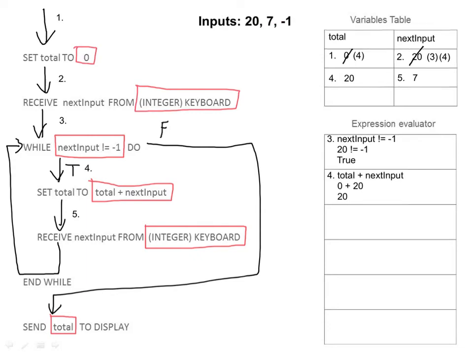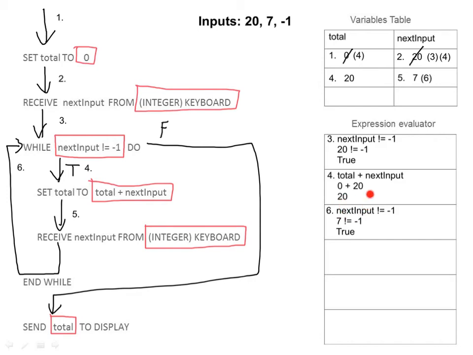So there we are, we've reached step 5. It used to be 20, it's now scored out, and we've put a 7 in there instead. So we're now at step 6, and what happens here is obviously we go down, we hit the end while, which sends us back up to the while where we have to check this expression again. So over here in the expression evaluator we're at step 6 and we're checking next input not equal to -1. So it's exactly the same process as before.